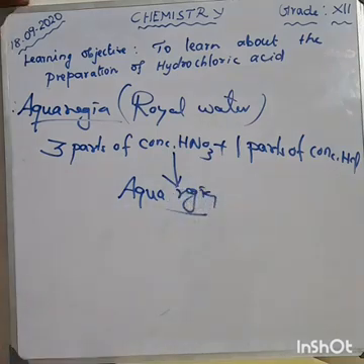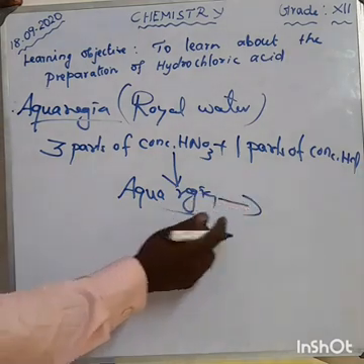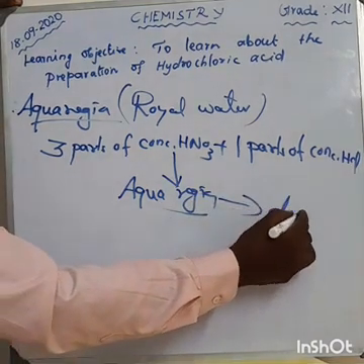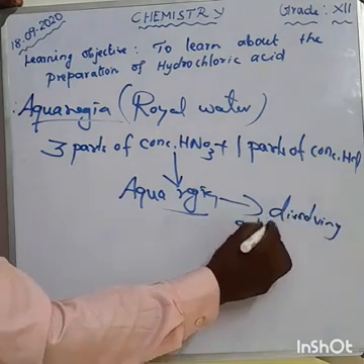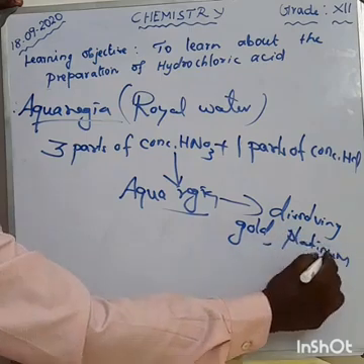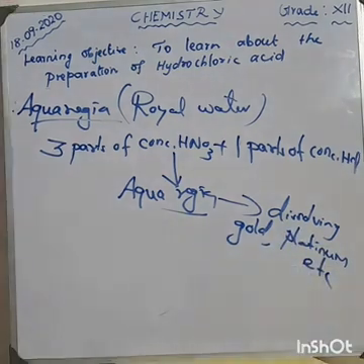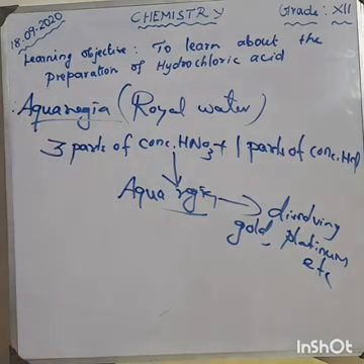Here, what is the use of aqua regia? We use it for dissolving gold, platinum, etc. Okay, these are the uses of aqua regia. It's a very important question.